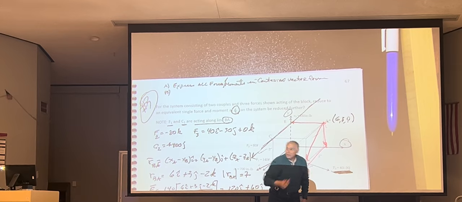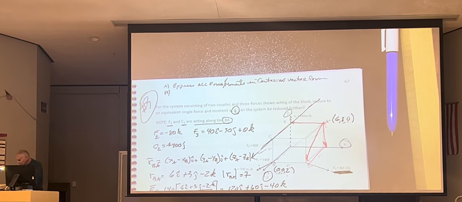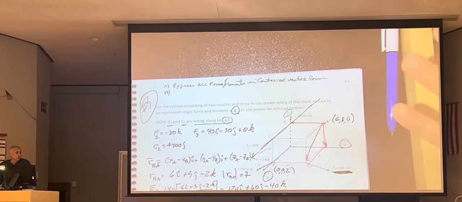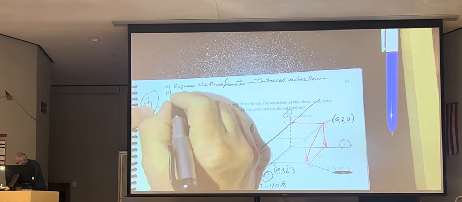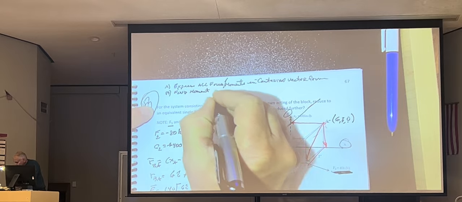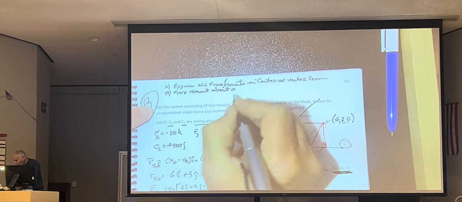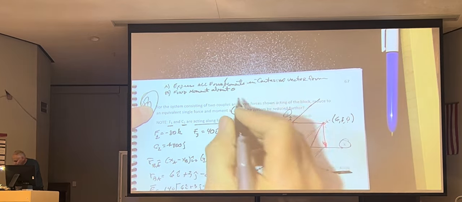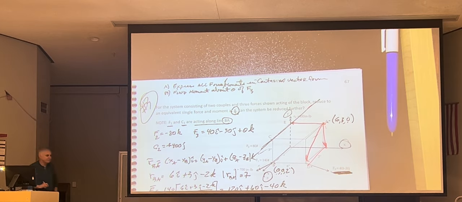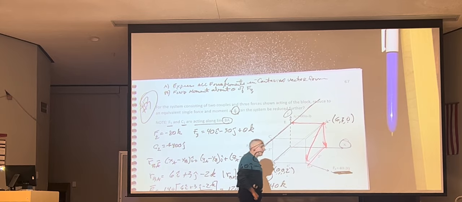Find what? Find a moment. Take one of these forces. It doesn't matter which one. Of course, on the test, I'll pick one for you. We're going to say, find moment about, pick a point, O, the origin of F3. Find the moment of F3 about O.